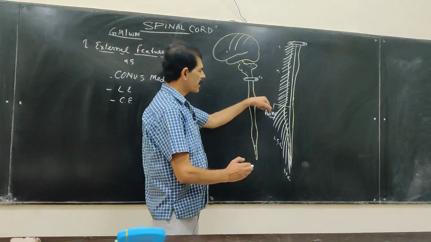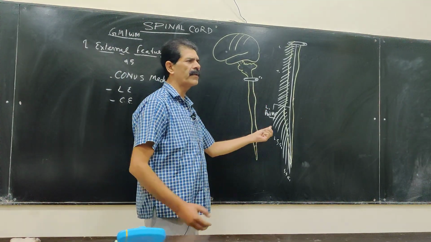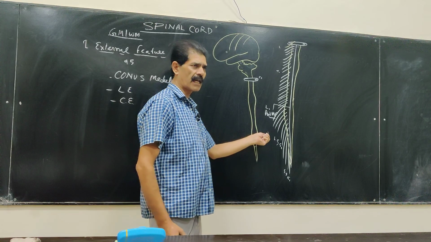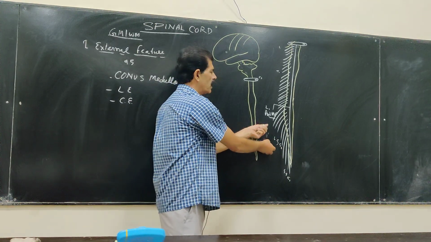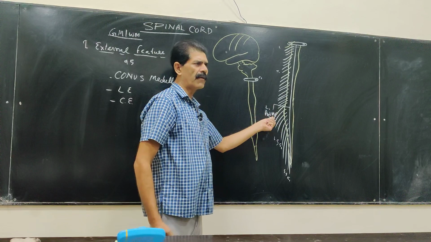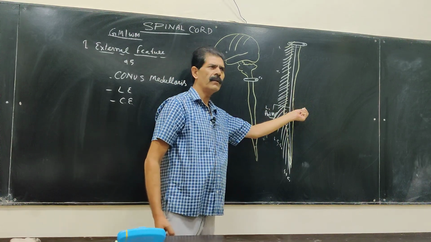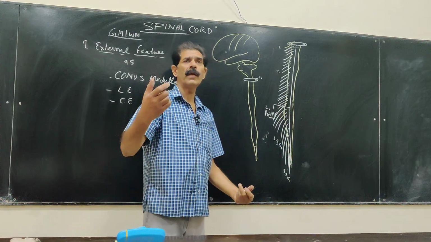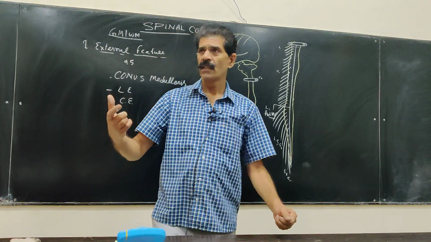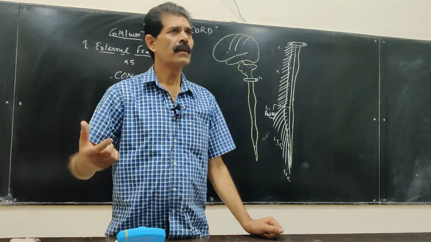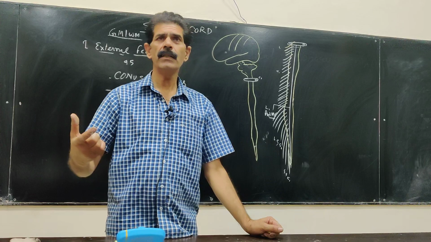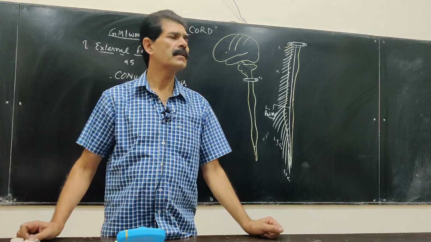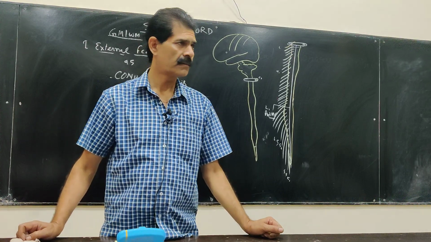So the lowermost part, that is the 5 lumbar spinal nerves and 5 sacral and 1 or 2 coccygeal. Means 11 on this side and 11 on this side. So 22 nerves bunch. Looks like the tail of a horse here. So we use the word conus, that is called the cauda equina.